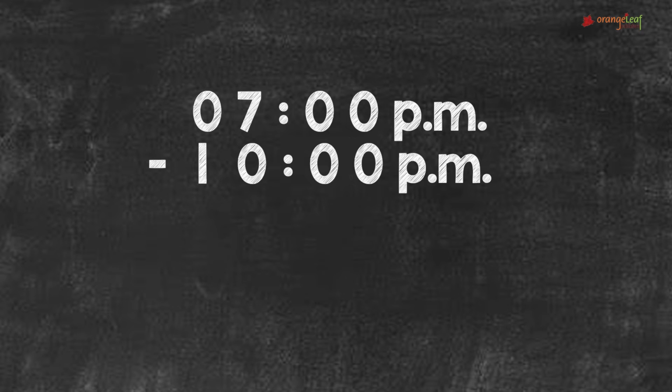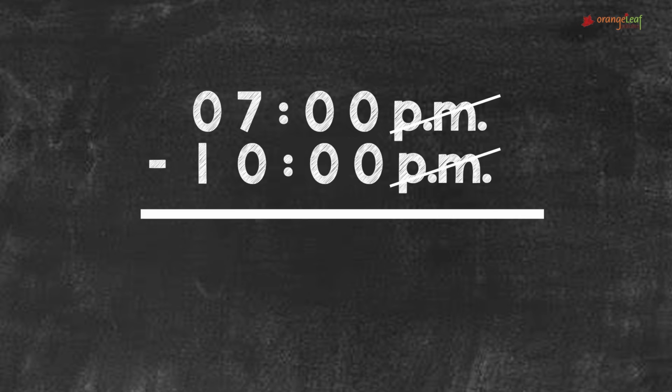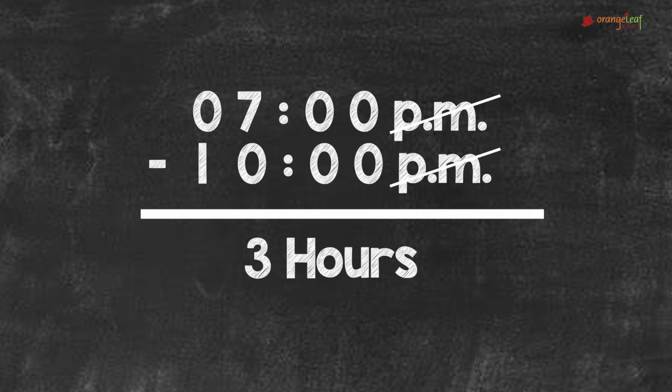Similarly, let's try and find the time duration between 7 pm and 10 pm. We can see that these two timings lie in the same time of the day, which is PM and PM. So we can subtract them directly. So 10 minus 7 is equal to 3. So the time duration between 7 pm and 10 pm is 3 hours.